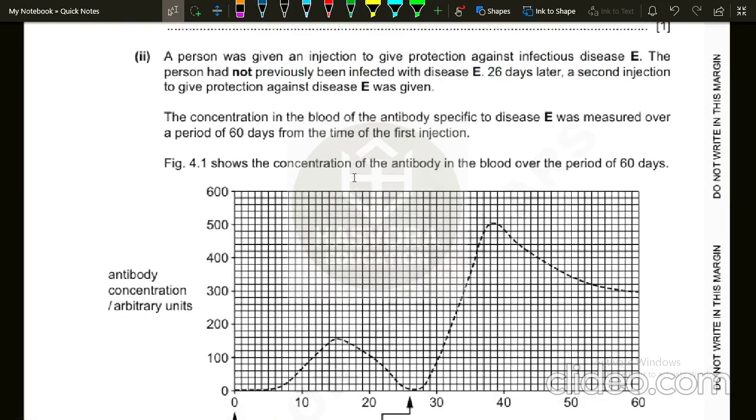A person was given an injection to give protection against infectious disease E. The person had not previously been infected with disease E. 26 days later, a second injection to give protection against disease E was given again.